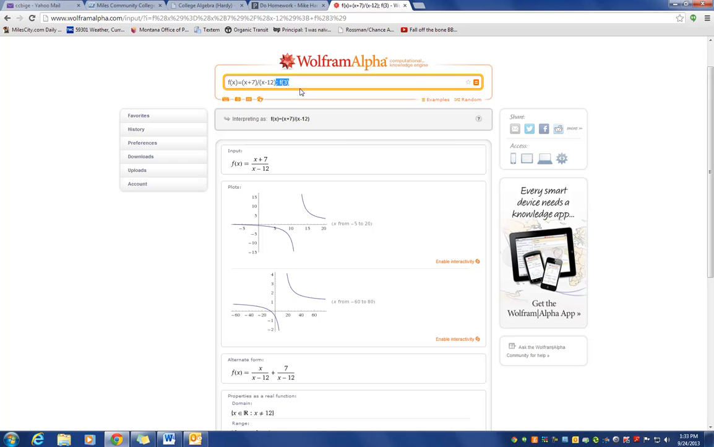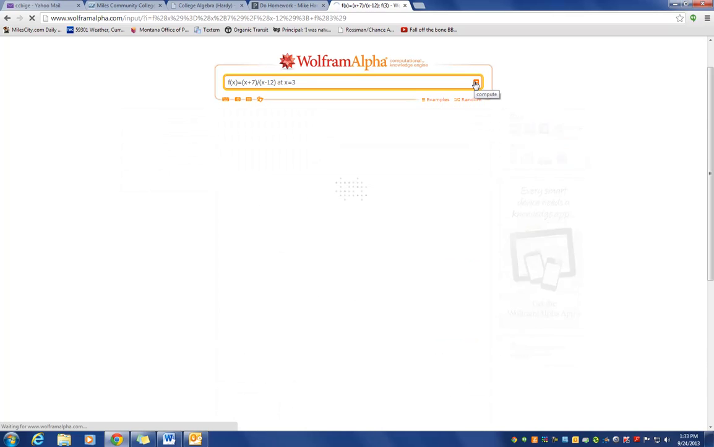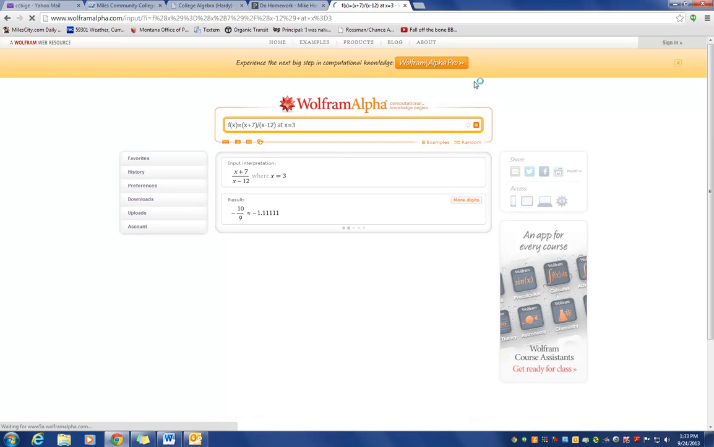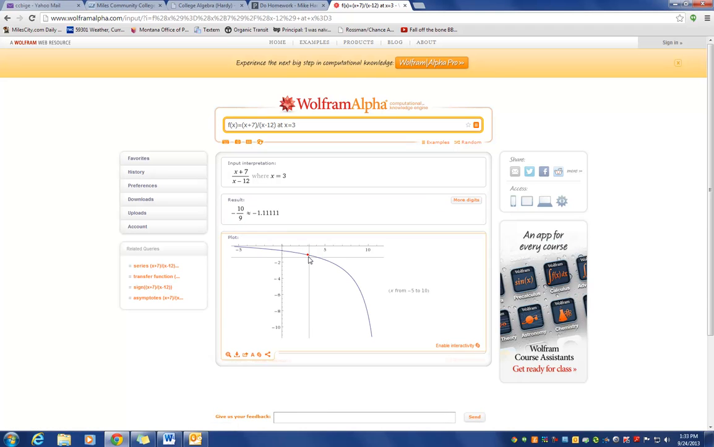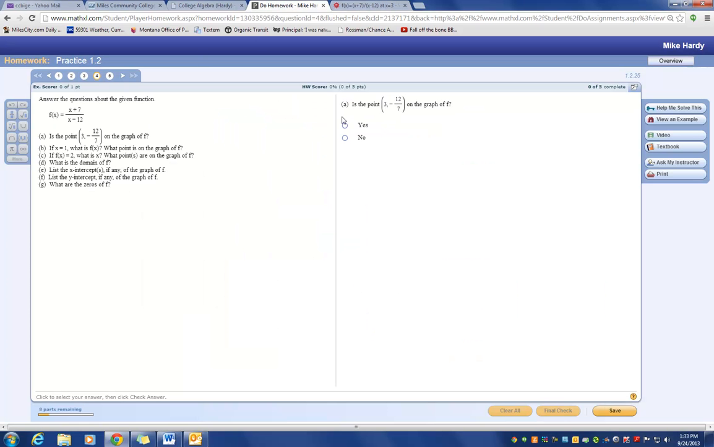So let's try something else. I'm going to say at x equals 3. So at x equals 3, that's the same as the input f of 3. Maybe the program will like that a little bit better. When x equals 3, it looks like it's graphed here. Negative 10/9 is the result. And we look here, and they say, when x is 3, negative 12/7 should be the result. So is this point on the graph of f? I say no. Okay, and let's go check it out.